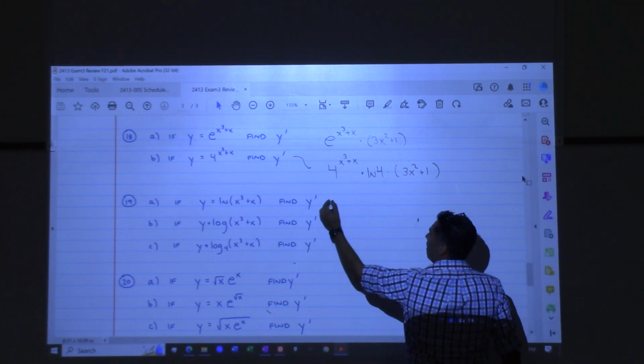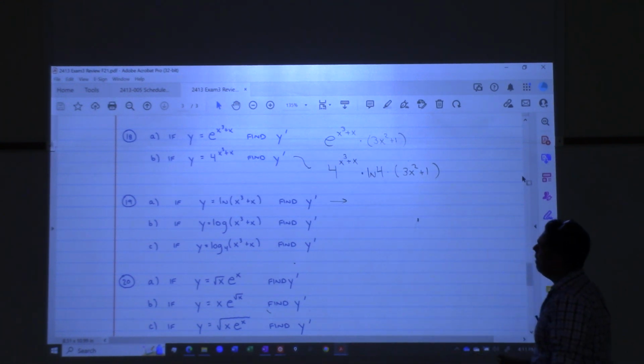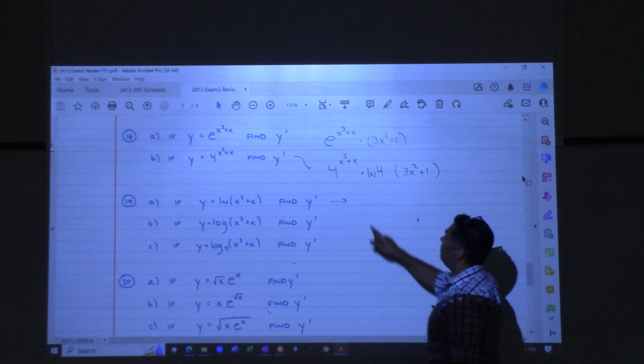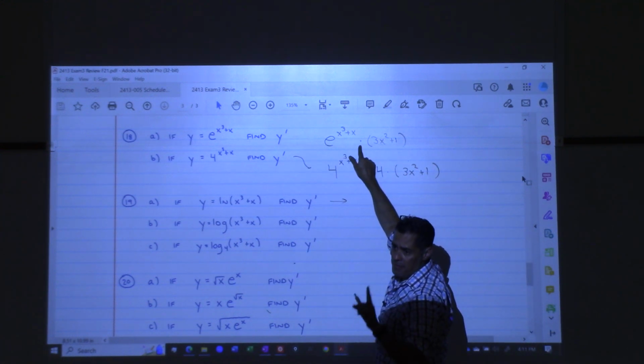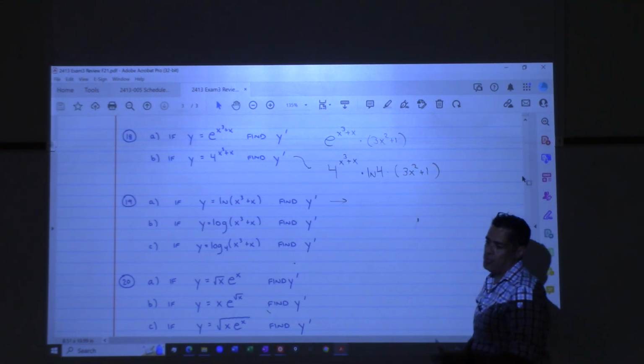Why did you put an ln in the first one? Well, because it's e. If I did ln of e here, ln of e is 1. Now you can do it, but just remember it turns into a 1.